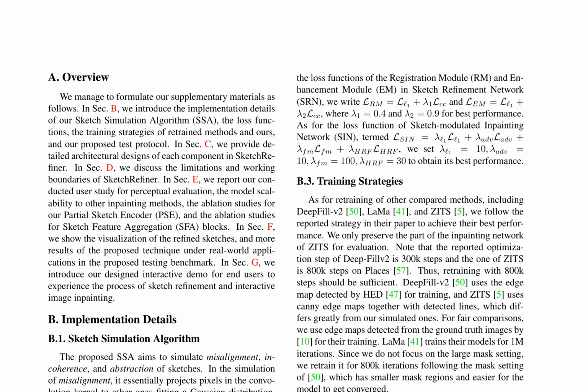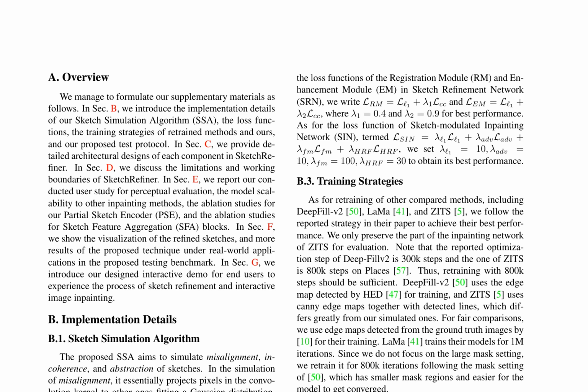The SketchRefiner employs two modules, the registration module, ERM, and the enhancement module, M. The loss functions for these modules are defined as LRM equals LL1 plus lambda 1 LCC and LEM equals LL1 plus lambda 2 LCC, respectively.